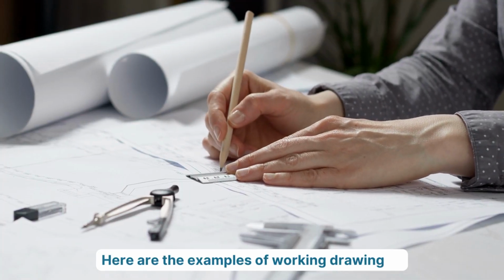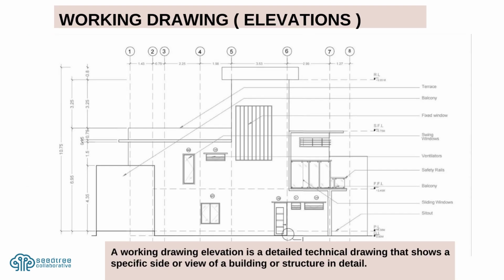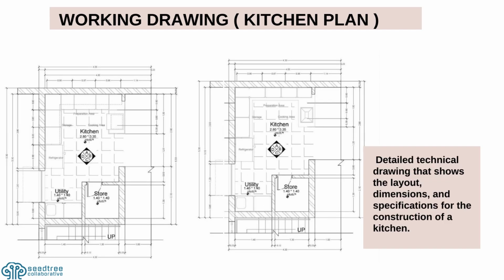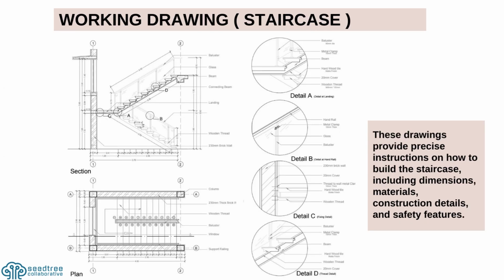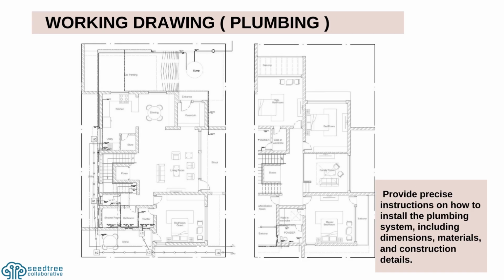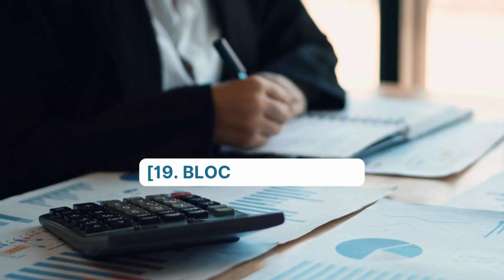Here are the examples of working drawings. Example 1. Working drawings, floor plan. Example 2. Working drawings, elevations. Example 3. Working drawings, sections. Example 4. Working drawings, kitchen plan. Example 5. Working drawings, stairs. Example 6. Working drawings, electrical. Example 7. Working drawings, plumbing. Example 8. Working drawings, door window.